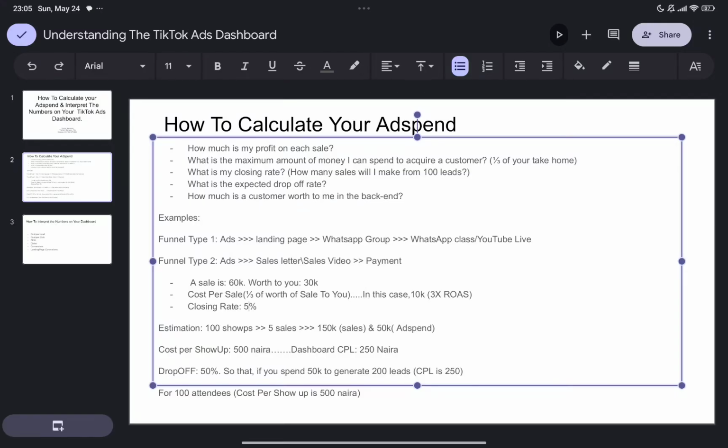You understand? Then if your drop off rate is low, that means you definitely have more show ups and make more sales. And if you are using this type of funnel, maybe funnel 2, where the drop off is very minimal, then more people will see your sales presentation and more people will make payment. So this is how to calculate your ad spend. I think I need to make a part 2, where I'll talk about how to interpret the numbers on your dashboard.